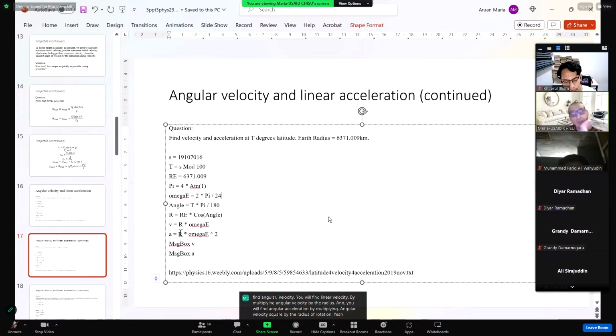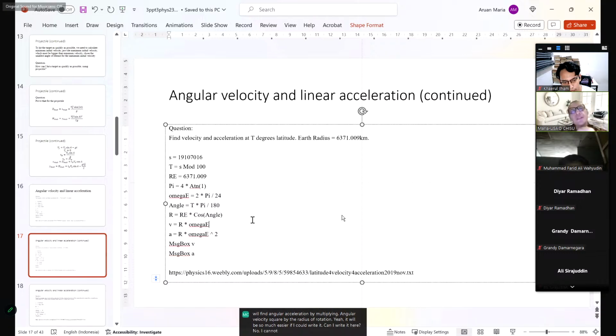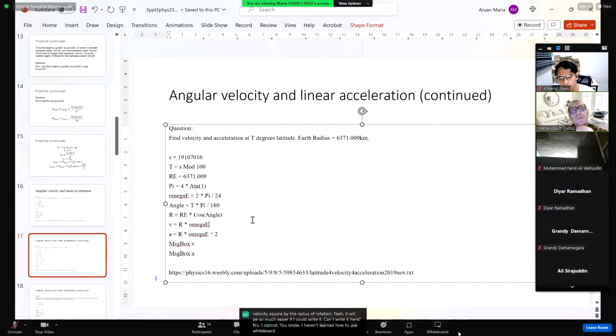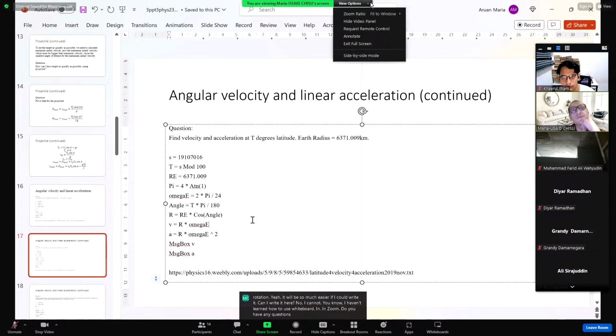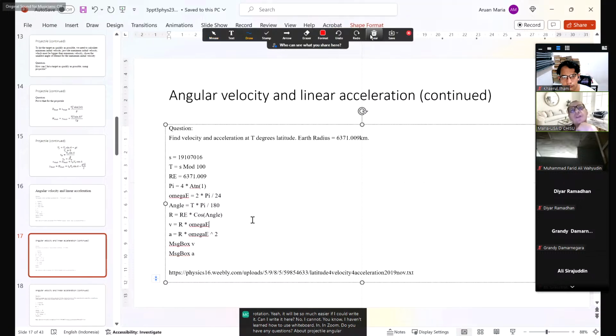Yeah, it would be so much easier if I could write it. Can I write it here? No, I cannot. You know, I haven't learned how to use whiteboard in Zoom. Do you have any questions about projectile, angular velocity, linear acceleration, or anything else?